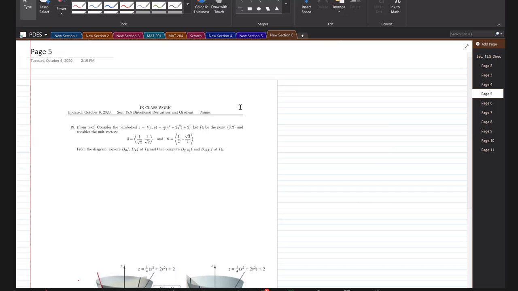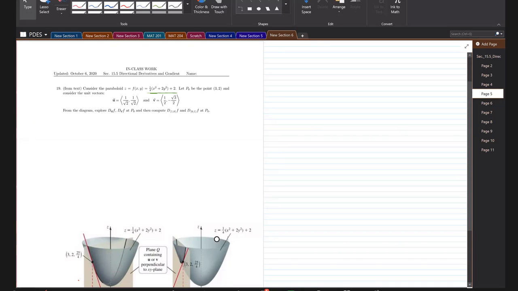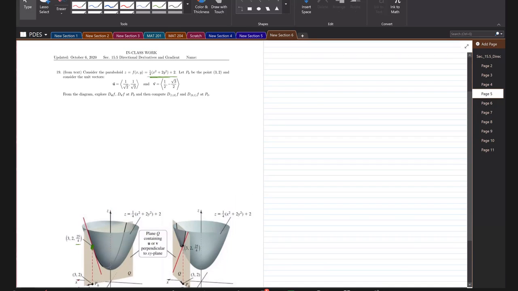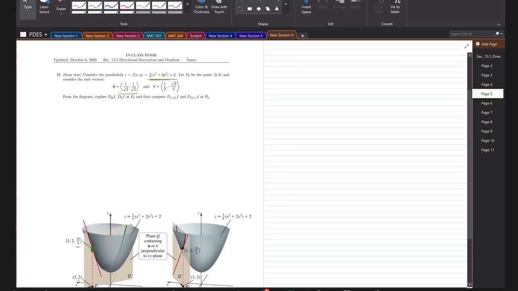Jumping into page 5 here, folks. Because we're running out of time, we're not going to work through this completely, but I just want to show you here we've got a surface, some sort of paraboloid, and we go to the point 3, 2 in the XY plane, and we find the corresponding Z value is 25/4. Then we look at what happens if we step in the U direction in that XY plane. So there's the U direction right here. I'm stepping 1 over the square root of 2, 1 over the square root of 2. Okay, I'm stepping in the direction of that vector right there.